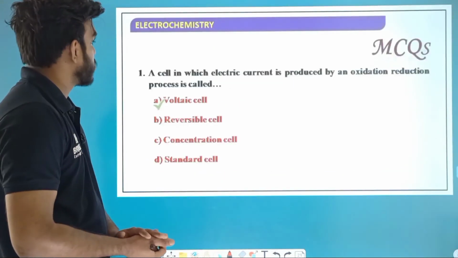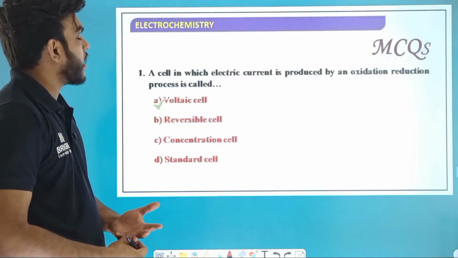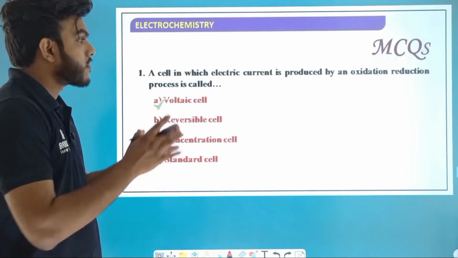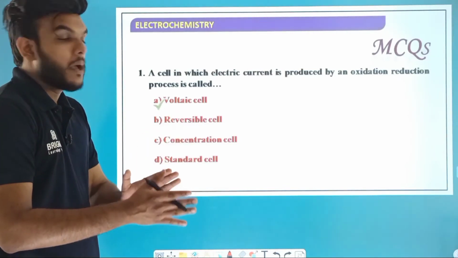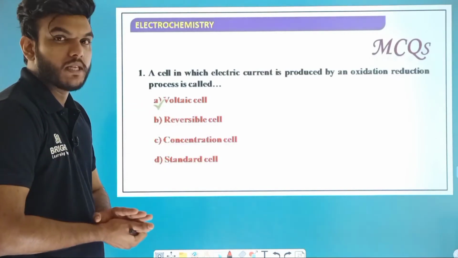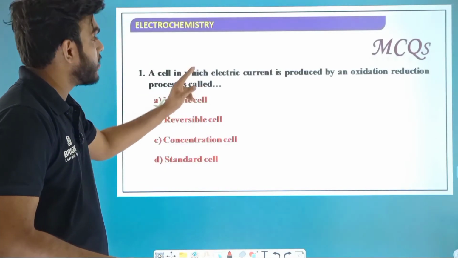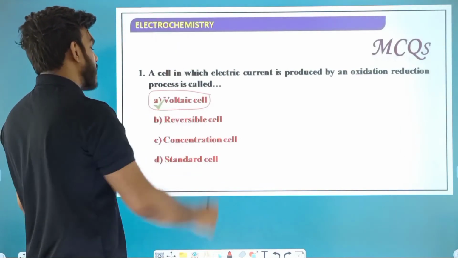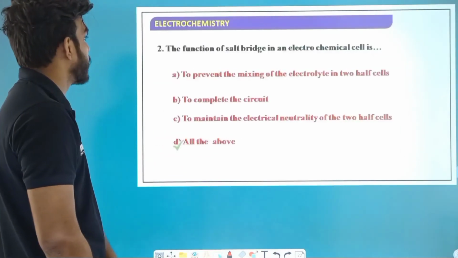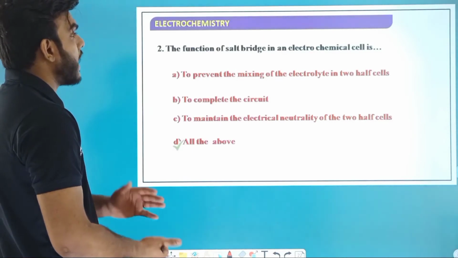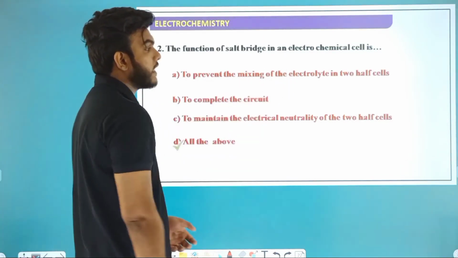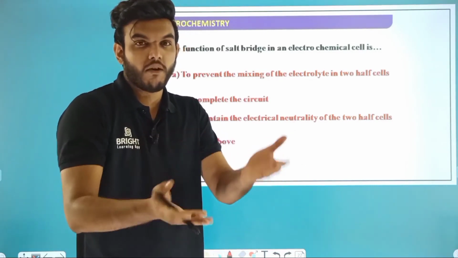So we can go through a question. The cell in which electrical current is produced by a redox process is called a voltaic cell. By a spontaneous redox process, electric current is produced, that is known as a voltaic cell or a galvanic cell or a Daniell cell. What is the function of the salt bridge in an electrolyte? To prevent the mixing of the electrolytes in the two half cells.